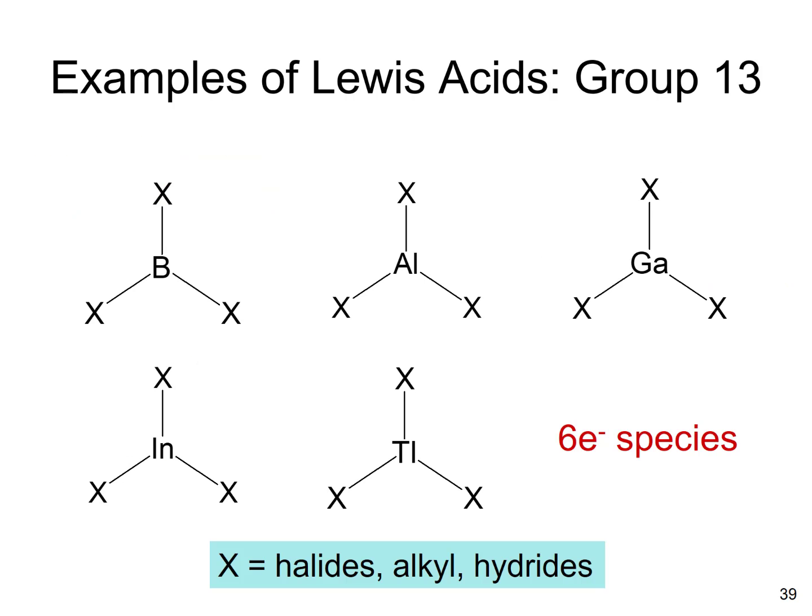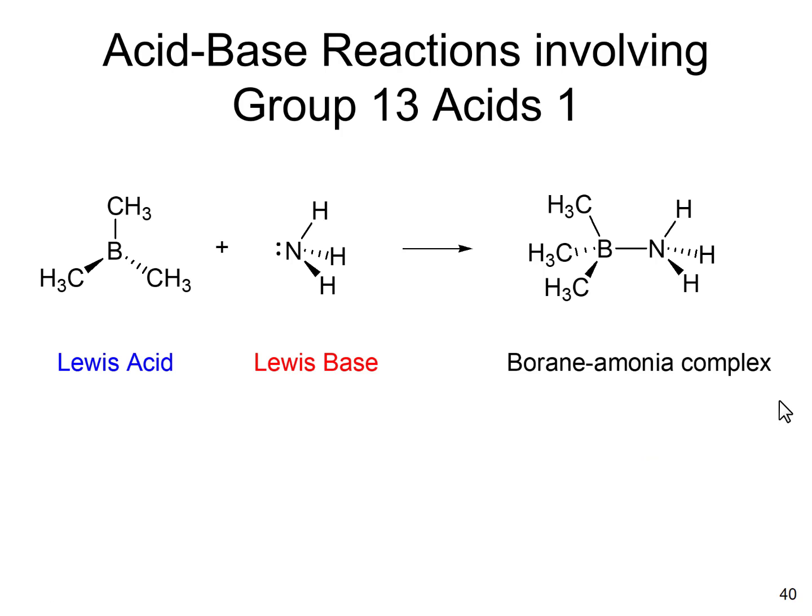We have here examples of Lewis acids from group 13. Group 13 contains boron, aluminum, gallium, indium, and thallium, and each of them can have 3 substituents, which can be a halide, an alkyl, or a hydride. And all these species, if you do again your electron count, are only 6-electron species. So they would like to take in 2 more electrons to fulfill the octet rule. And they can do this by reacting with a Lewis base.